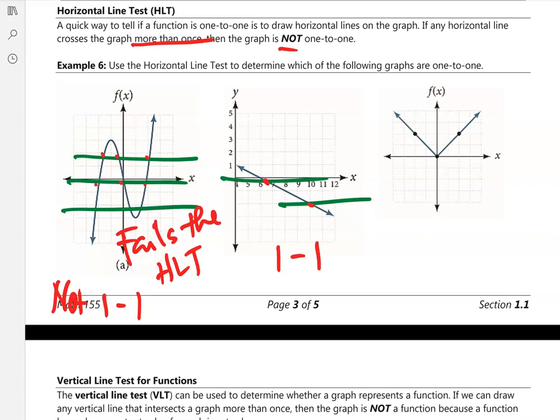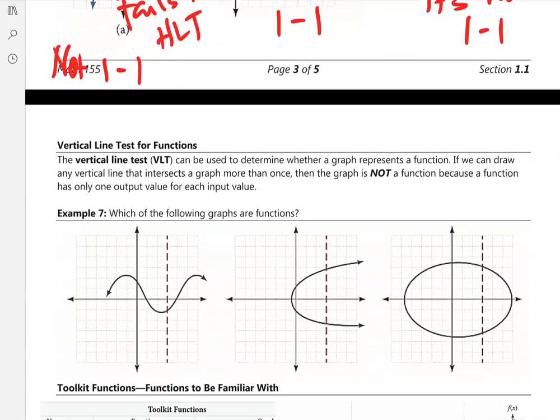How about this one, the V-shaped graph? If you draw a horizontal line here or here, you'll see that there is more than one. There are actually 2 points on this green line, another 2 points on this horizontal line, so it's not one-to-one. It fails the HLT, the horizontal line test.